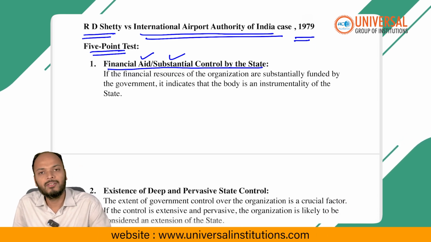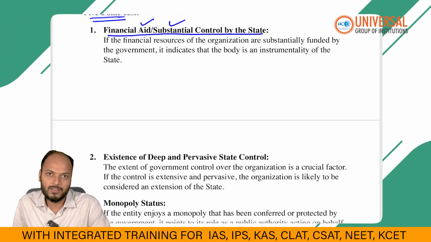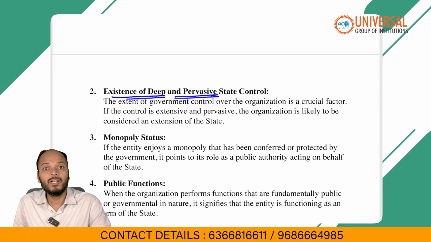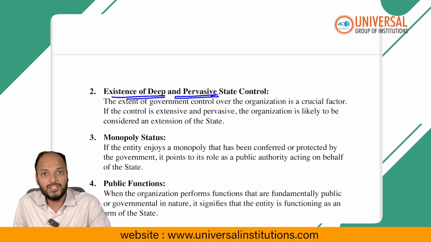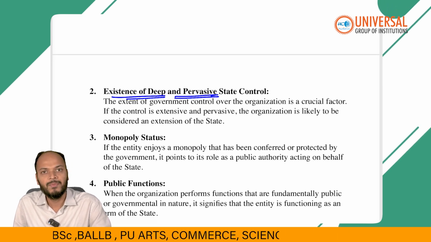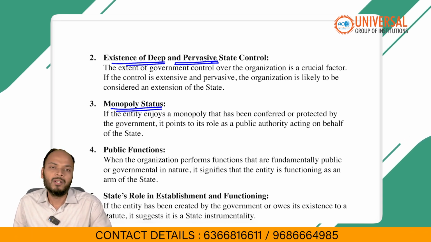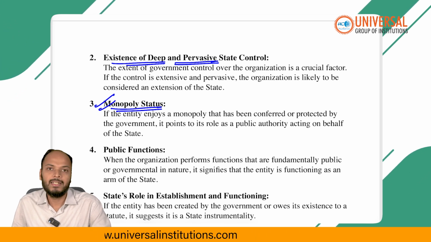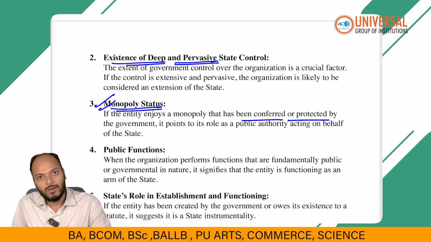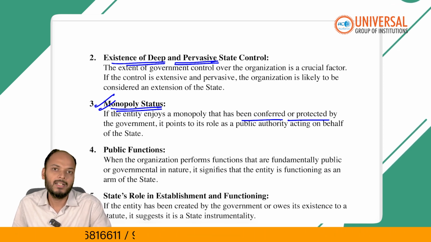Meaning, if an authority is getting significant financial aid from the state, then such an authority will be considered as state. Second, if the state has deep and pervasive control over that authority, meaning if the state has a significant role to play in the decision making of that authority, then also that authority will be considered as state. Thirdly, Justice Bhagwati said, if a particular entity or authority enjoys monopoly status, and that monopoly status has been conferred on that authority by the state, or has been protected by the state, then that authority will be considered as state under Article 12.